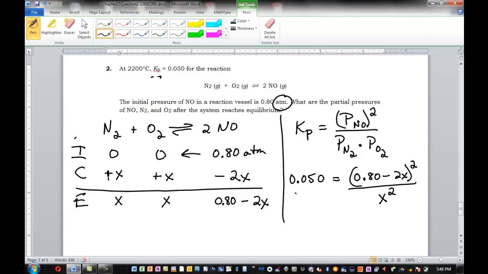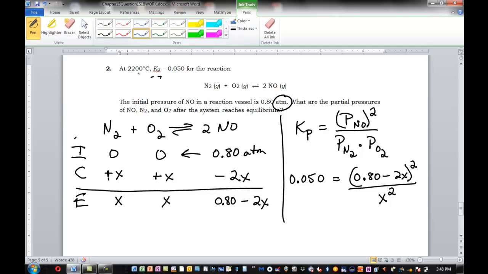Now this one, we don't have a small K, so we can't do what we did in the previous problem. And besides, we're not starting with reactant, we're starting with product, so we can't make that same assumption. But this is something else to look for in terms of simplifying calculations.